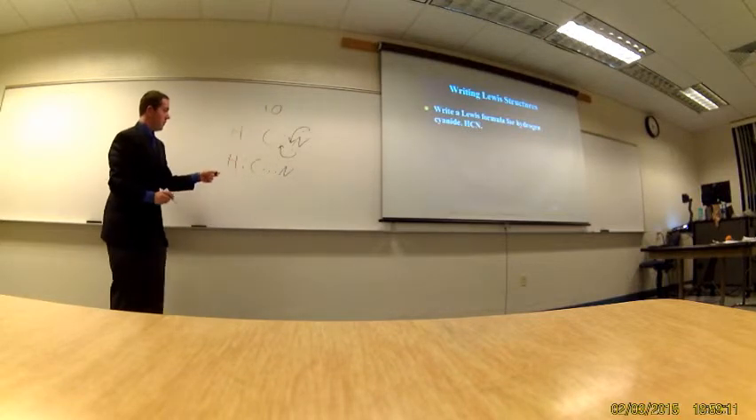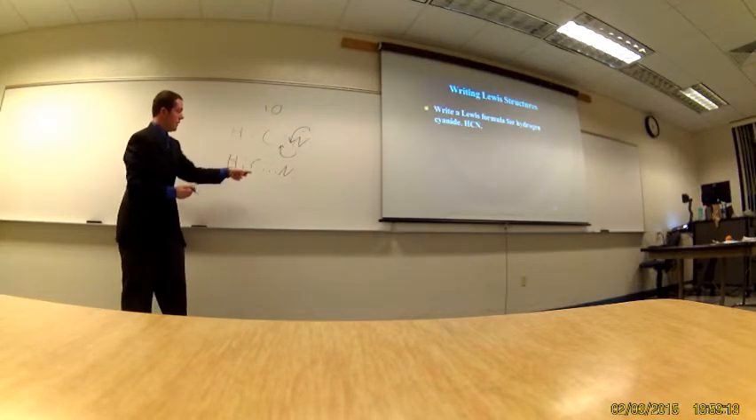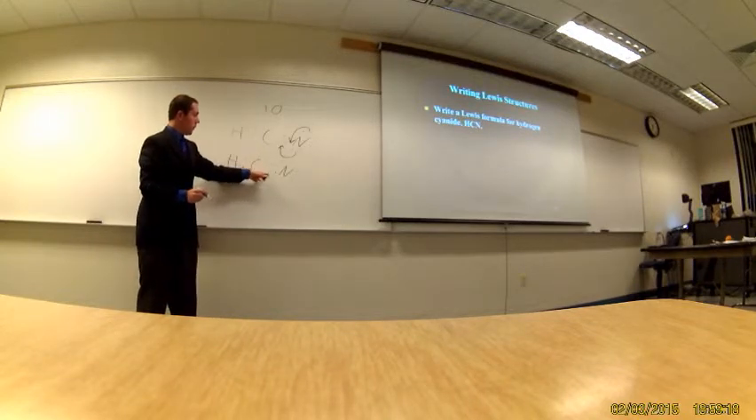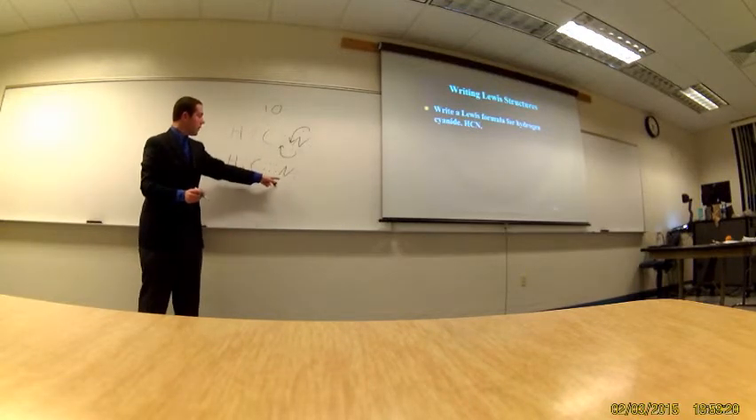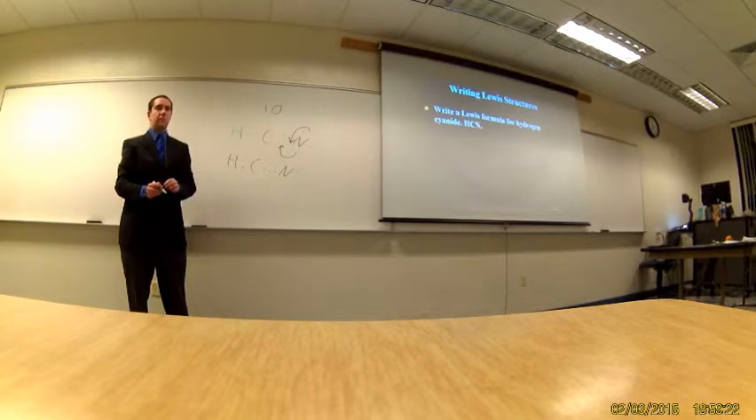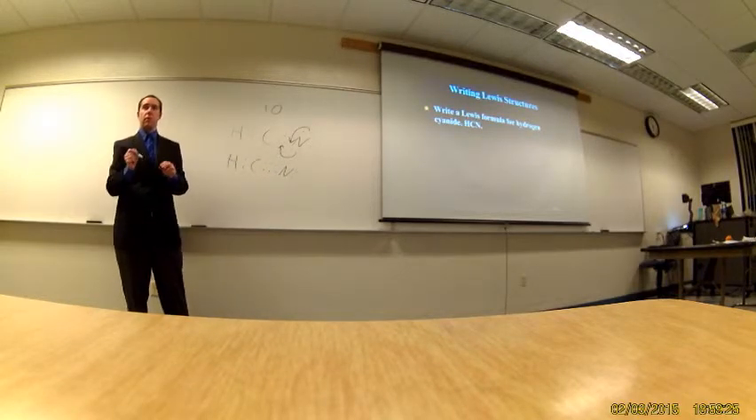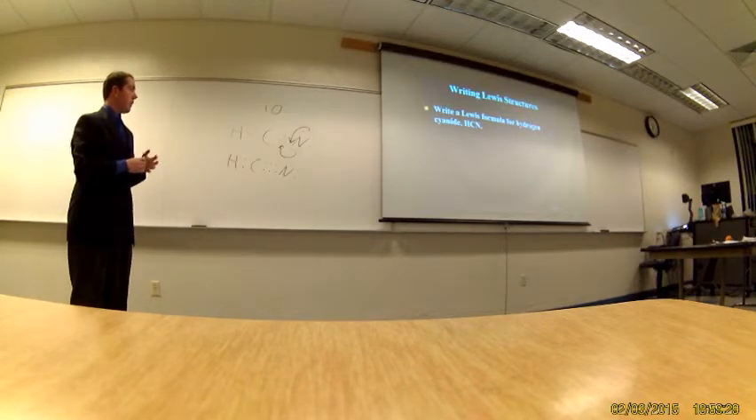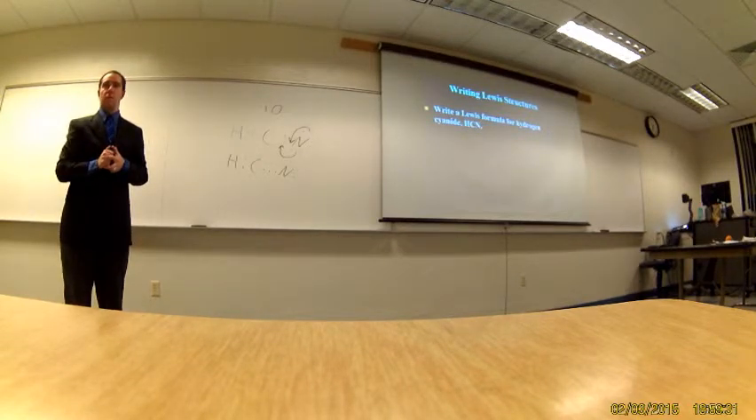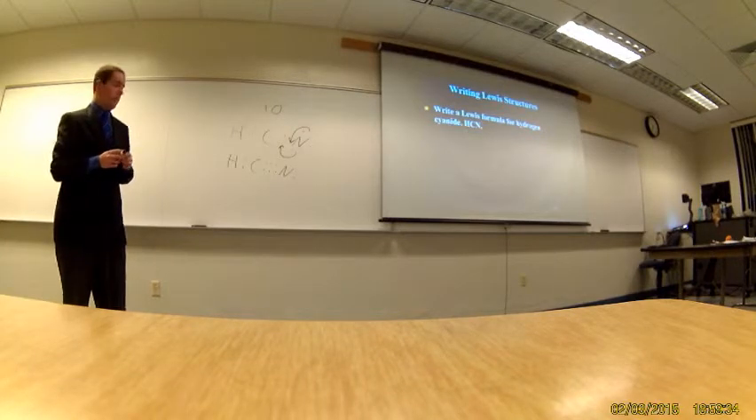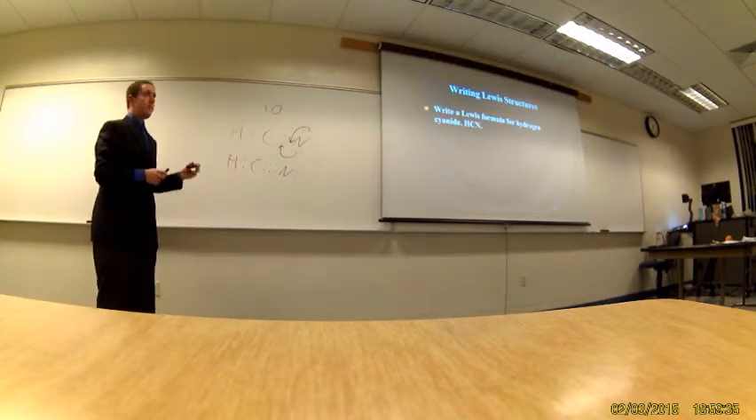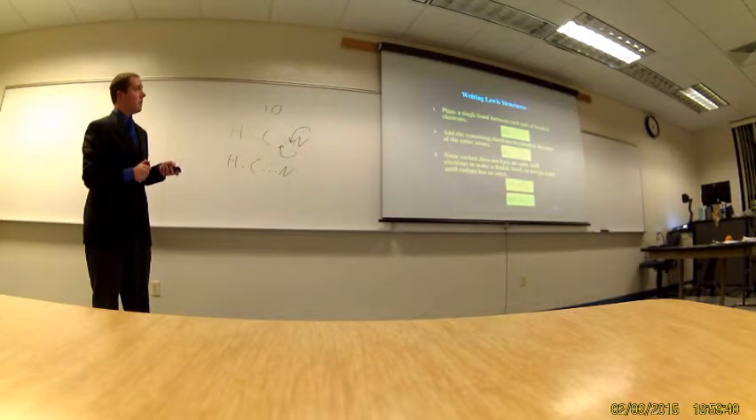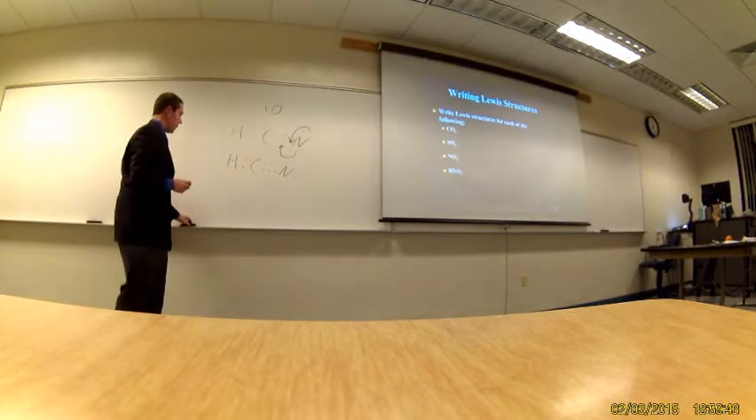So now hydrogen has 2, carbon has 8, nitrogen has 8, carbon has 1, 2, 3, 4 bonds, nitrogen has 1, 2, 3 bonds. So I'm just checking my work. Okay? So that is the correct structure for hydrogen cyanide. Step by step again. Here are a bunch.